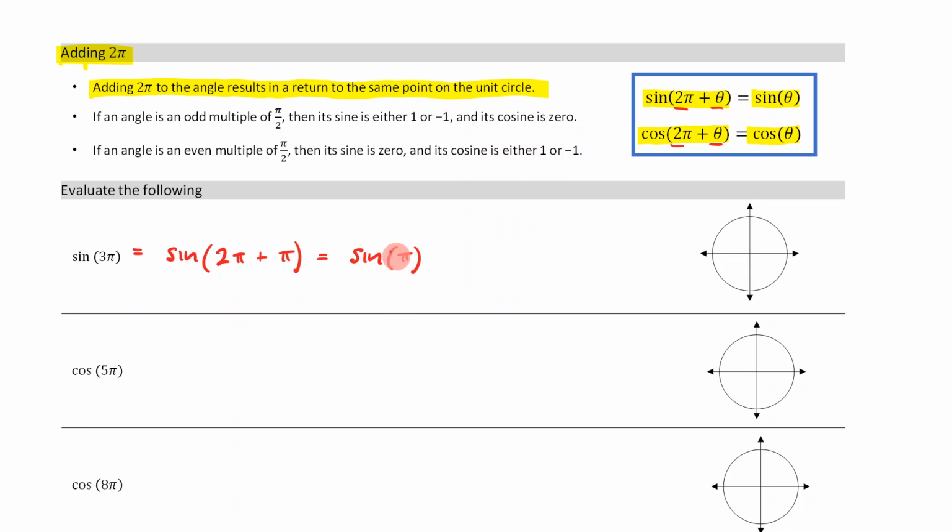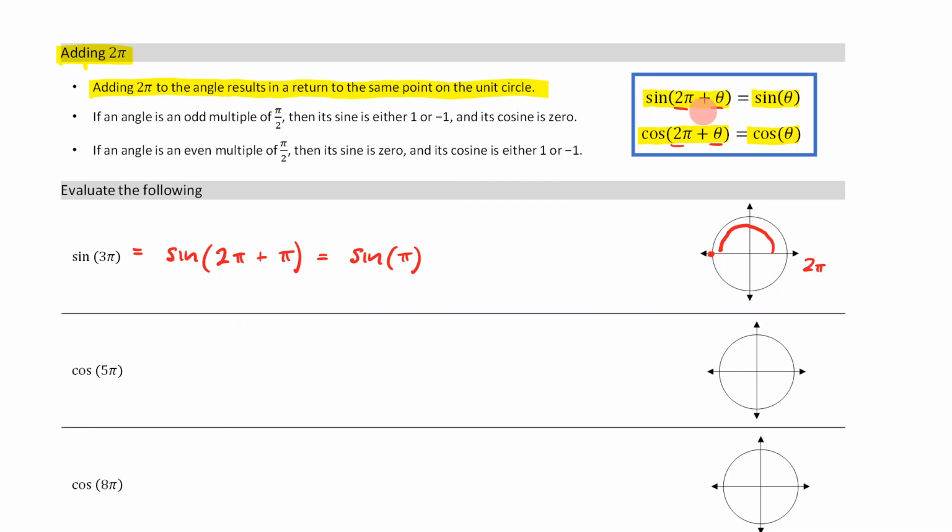Now, the reason why I can do that is because let's consider what happens when we go 2 pi around our unit circle. So if I go 2 pi around my unit circle, I just get back to where I started from. That's 2 pi there. But now I need to go 1 more pi to get to 3 pi. So that's going to take me here. Do you see how I could have just ignored that 2 pi from the beginning? Because I'm going to get to the same spot. Me going right around my circle is kind of pointless.